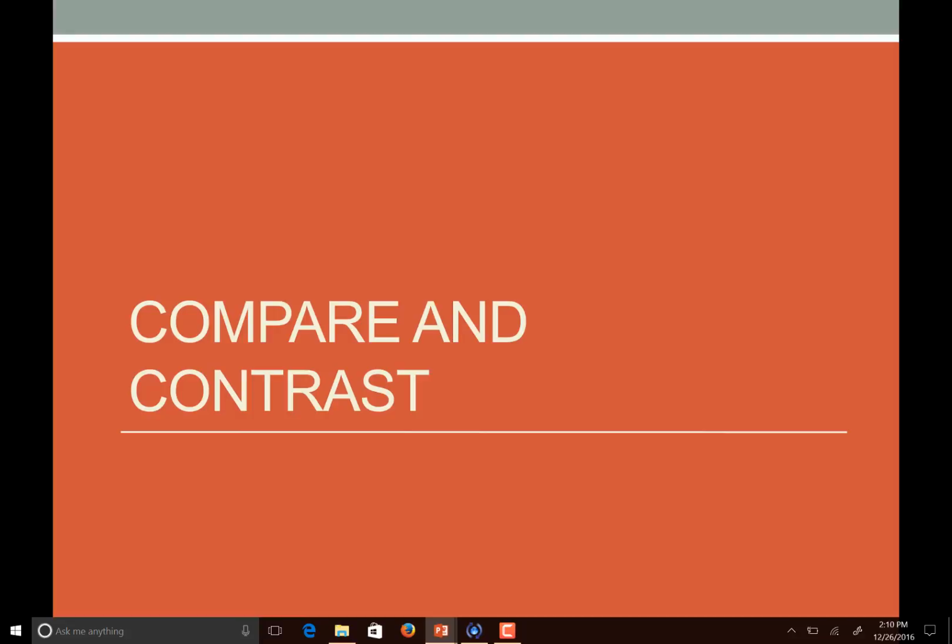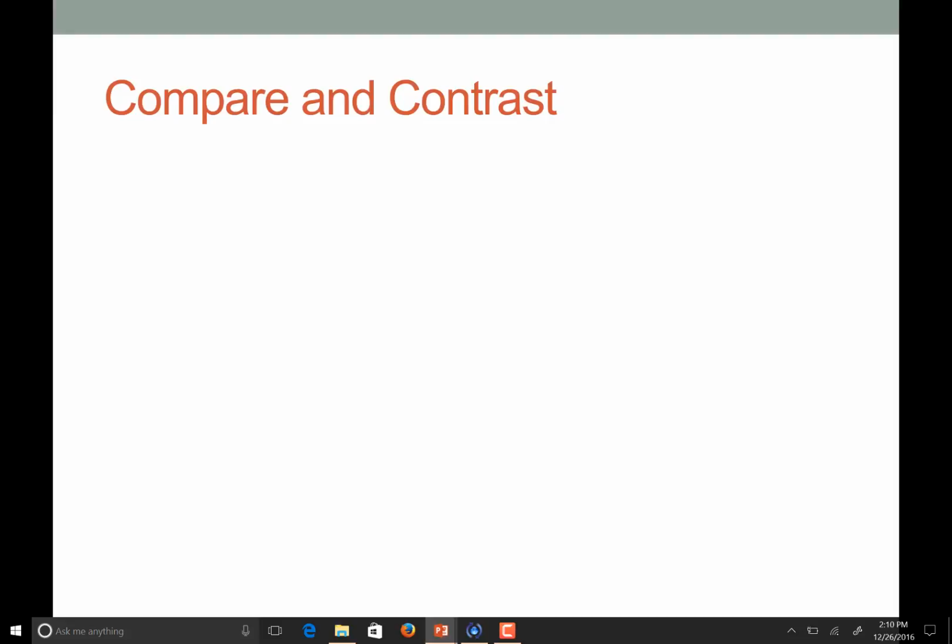What is our purpose? What are we trying to do? Are we talking about the ways that things are the same? Are we talking about the ways that they're different? Are we arguing a point? Are we narrating a story? What is it we're doing? That's what rhetorical mode means. And for this lecture, we're going to talk about comparing and contrasting.